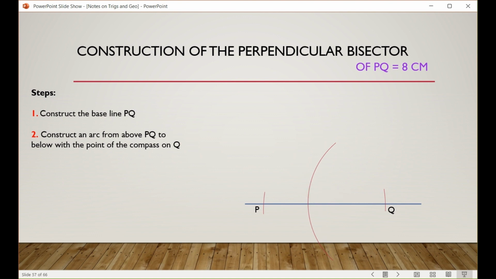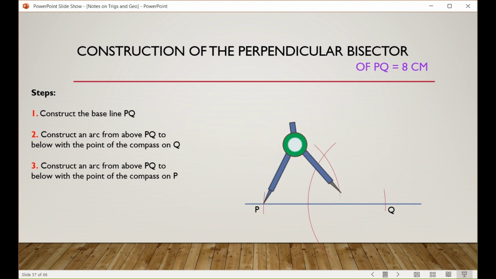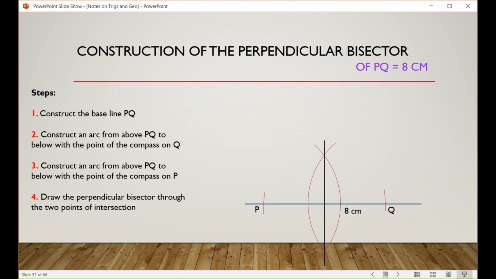And without changing the length of our compass. In each one of these constructions, we keep emphasizing, we are not to change the length of the compass. So if we made that arc from Q, we keep the compass the same length, and then we come at P and we do the same. So what we have is an intersection of the arcs from P and Q, above the line and below the line. And now all we have to do is draw a line straight through them, and that cuts PQ exactly in half and forms a 90 degree angle between that line and the PQ line. So it's called a perpendicular bisector.